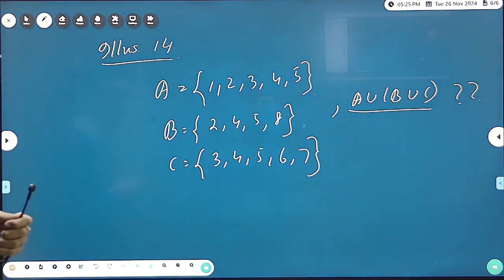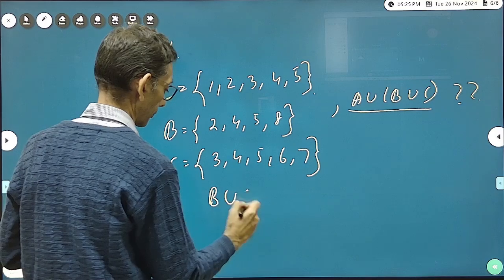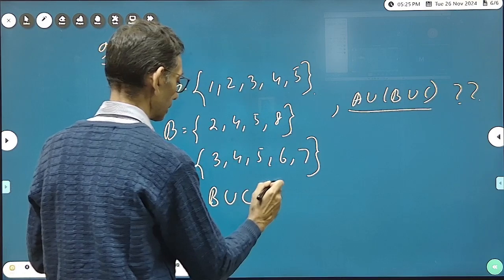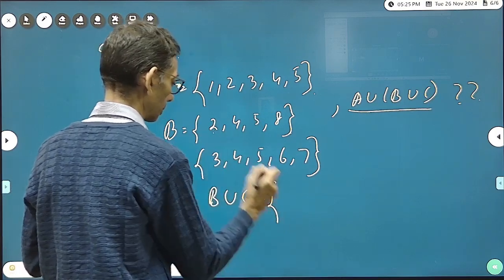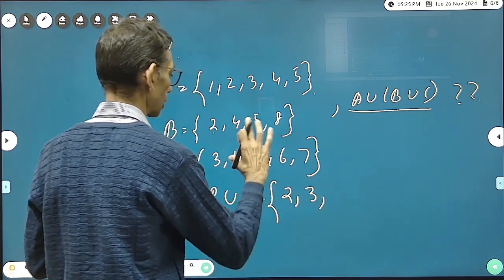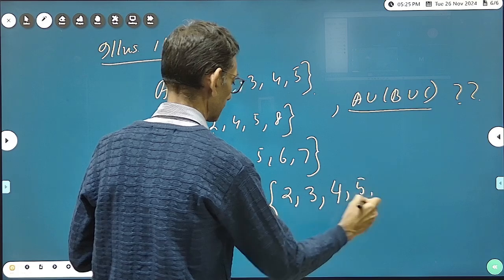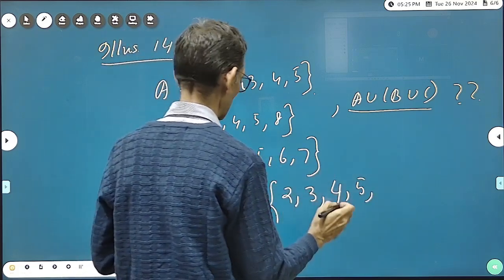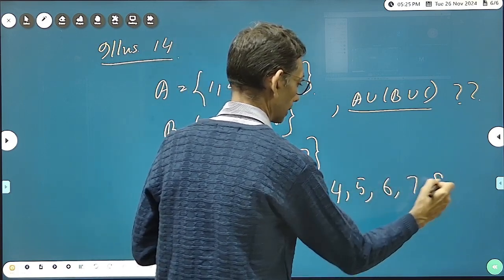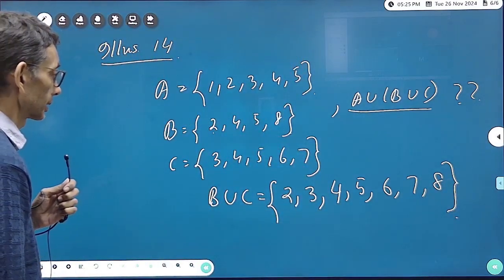First, we find B union C. B union C means taking all the common and uncommon elements. 2 is uncommon, so write 2. 3 is also uncommon, write 3. 4 is common, so write 1 element. 5 is common, write 1 element. 6 is uncommon, write the element. 7 is uncommon, 8 also uncommon. So it's 2, 3, 4, 5, 6, 7, 8.